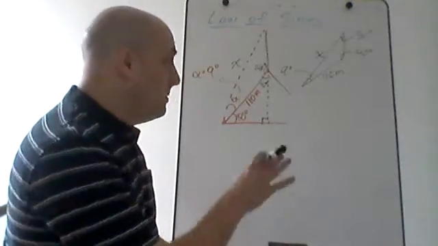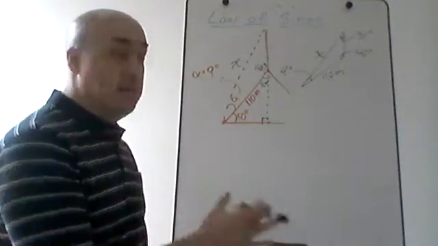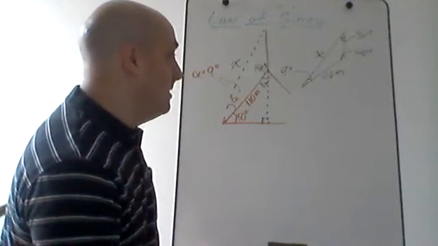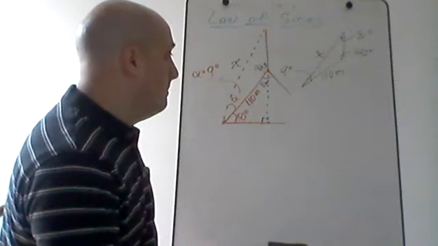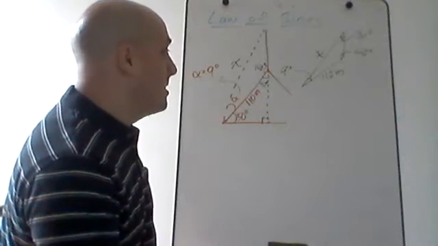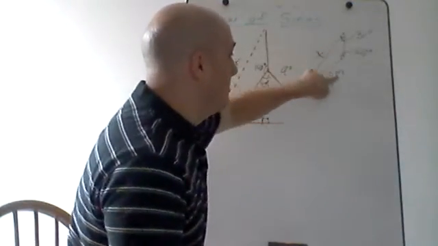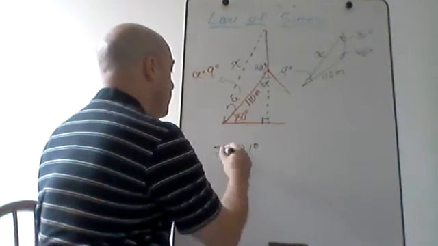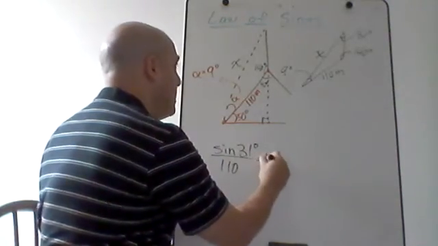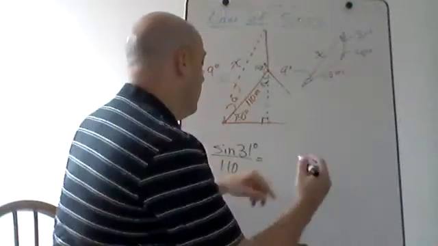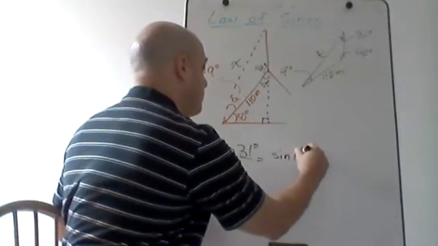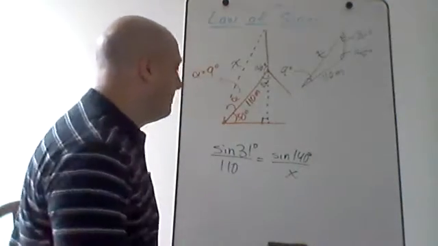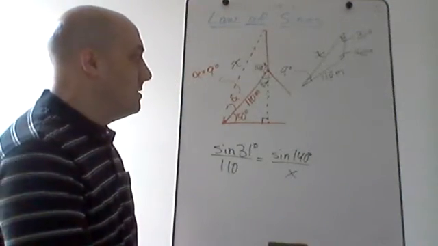problem. Right? Once we have the triangle set up, now it's just like those other examples that I did on those other videos. I just need to set up my law of sines and solve this. Right? So the first fraction is going to be the things I know. So it's the sine of 31 degrees over 110 meters. All right? So the sine of 31 degrees over 110 equals, and then I'm going to do the sine of 140 degrees over the missing side I'm trying to find, which is x. All right, so that's how I set it up.